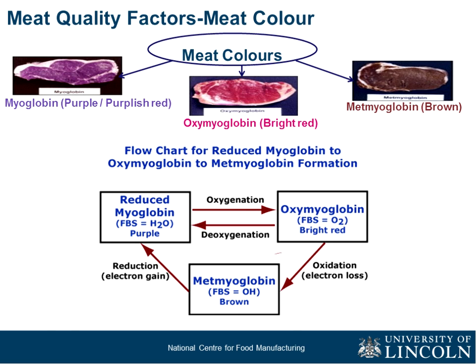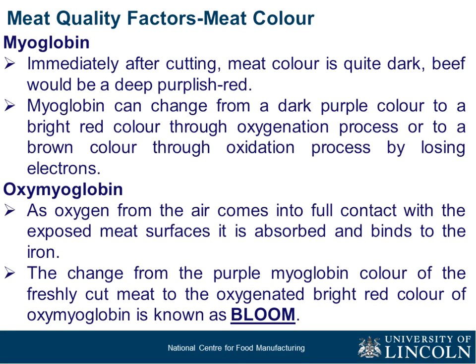For example, if you go to the next slide, now this is talking about myoglobin. Now, this is what you're going to see immediately after cutting meat. Now, if you understand all these basic principles, you'll be able to look into how this applies to you. Now, I'm going to explain something to you. If you cut meat, the color is dark. The meat color is purplish red.